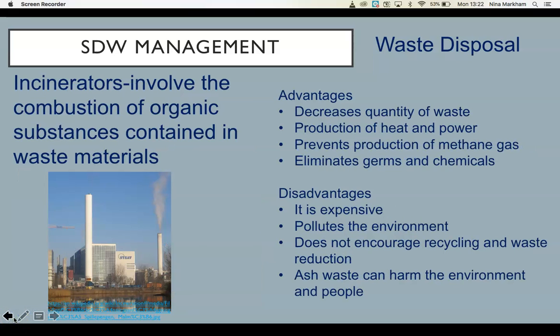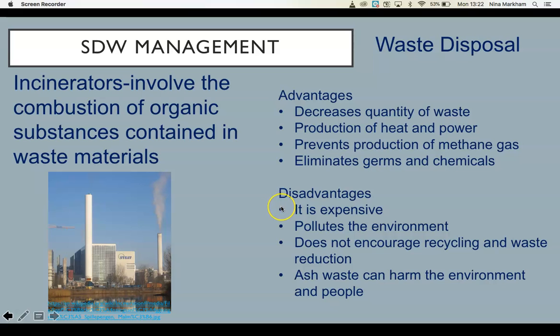Incinerators involve the combustion of organic substances contained in waste materials. There are many advantages. It decreases the quantity of waste. It can be used to produce heat and power. It prevents the production of methane gas, and it eliminates chemicals and germs.